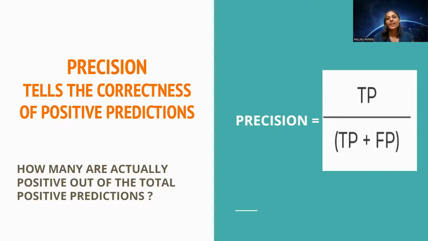Precision basically tells the correctness of your positive predictions, how many of the positive predictions you make are correct. So let me frame the question and then you can answer. Precision will be the answer. We are interested in how many are actually positive, out of the total positive predictions. So you have your model and your model predicted the total positive predictions. How many are actually positive? So here, true positive out of true positive plus false positive.